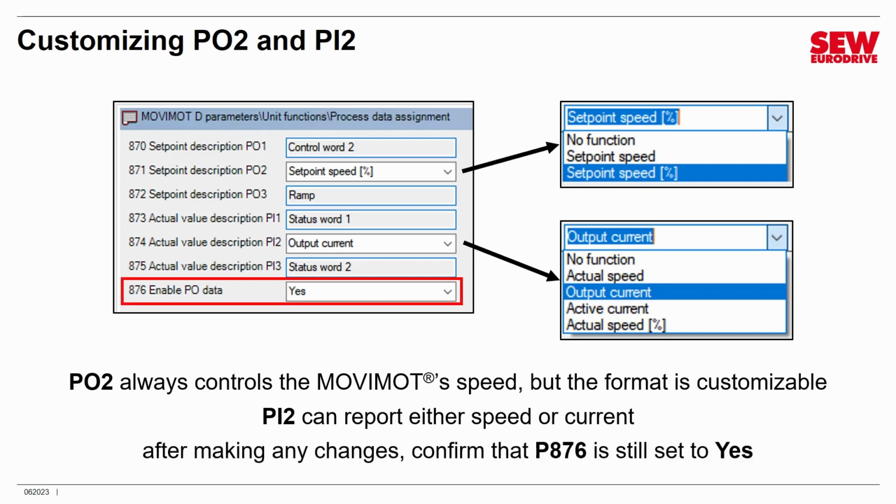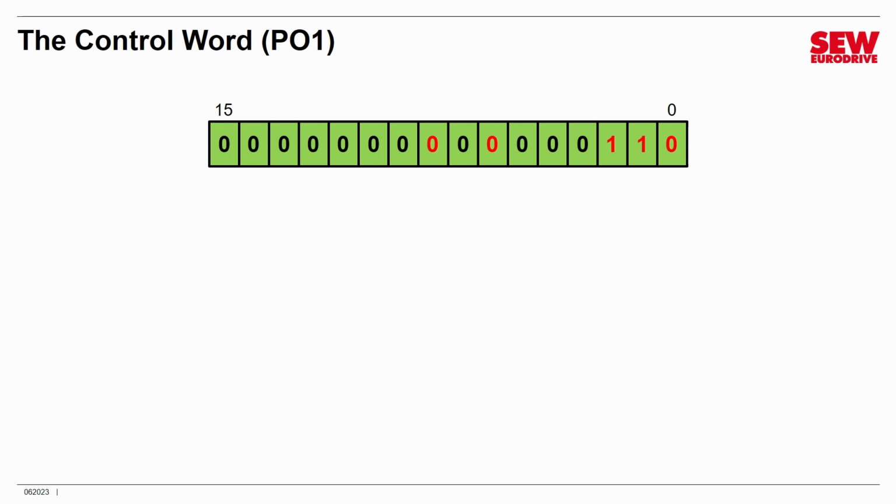And by the way, after you change one of these, parameter 876 will probably change to no. You need to change it back to yes so that the MOVIMOT will respond to POs coming to it from the field bus. If this value is set to no, then the MOVIMOT will not respond to commands. All right, let's talk about the three POs.